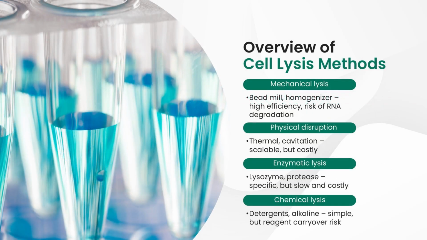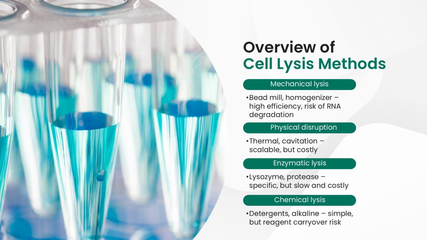There are four main categories of cell lysis. Mechanical lysis, using devices like bead mills, provides high efficiency but can risk sample degradation. Physical disruption methods, such as thermal lysis or cavitation, are scalable but often costly. Enzymatic lysis is very specific but requires time and expensive reagents. Chemical lysis, using detergents or alkaline solutions, is simple but may leave chemical residues that interfere with PCR. Each method has trade-offs, and the choice depends on sample type, downstream application, and throughput needs.